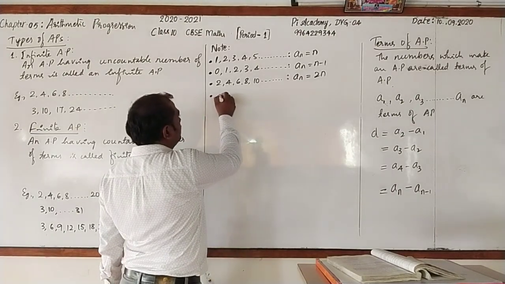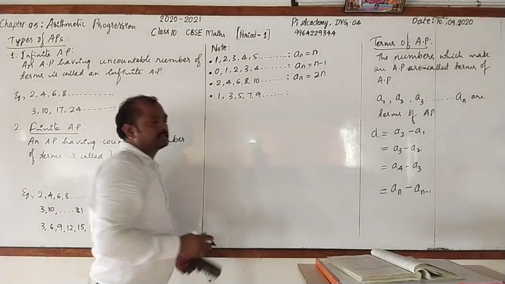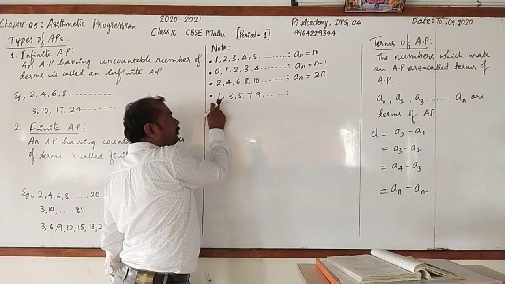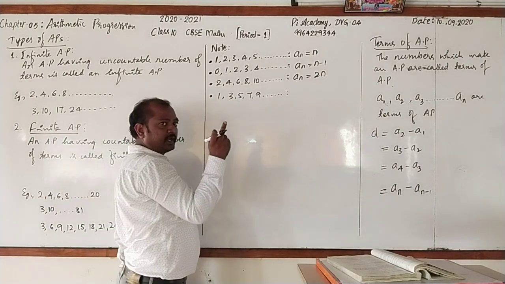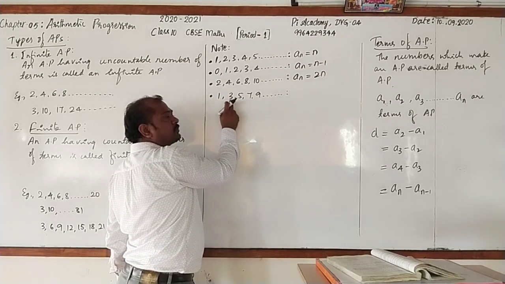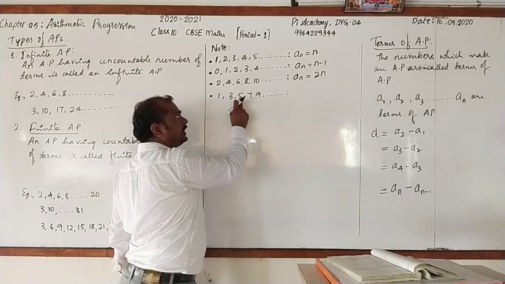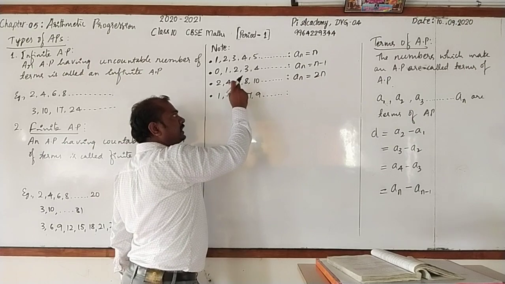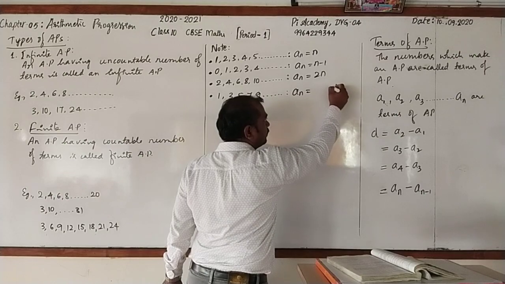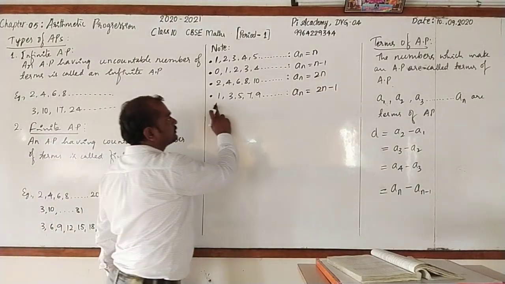And observe here, one more: 1, 3, 5, 7, 9 and so on. See, these are all odd numbers. Look here. This odd number 1 is obtained by subtracting 1 from 2. Odd number 3 is obtained by subtracting 1 from 4. 5 is obtained by subtracting 1 from 6. Then the nth term is obtained by subtracting 1 from the nth even term, that is 2n. Clear? It is for odd numbers.